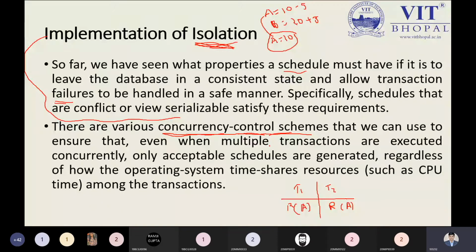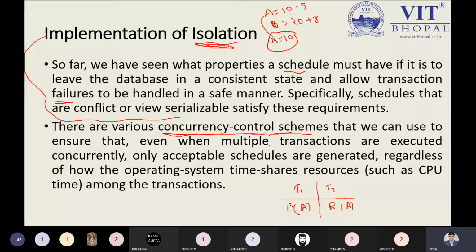So we will accept only the schedules which are acceptable. Regardless of how the operating system time-shares resources such as CPU time among the transactions, and that is the point I'm speaking of once again: while managing transactions over the system, the operating system plays an important role in dealing with all kinds of issues and problems.